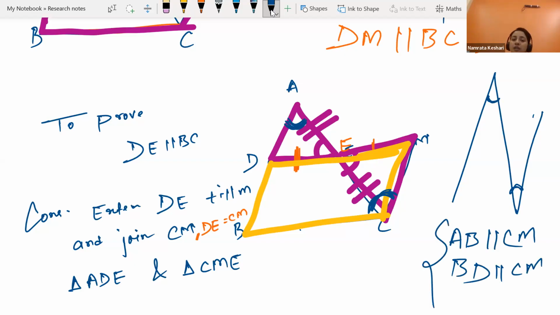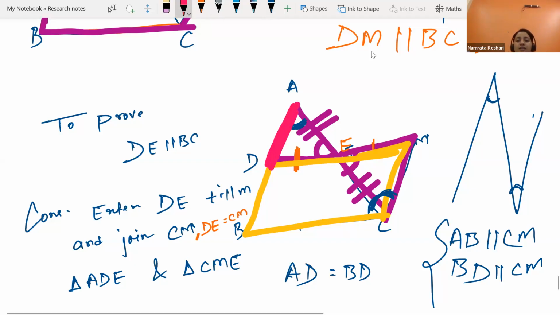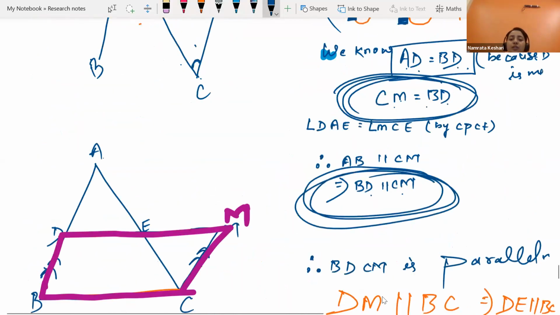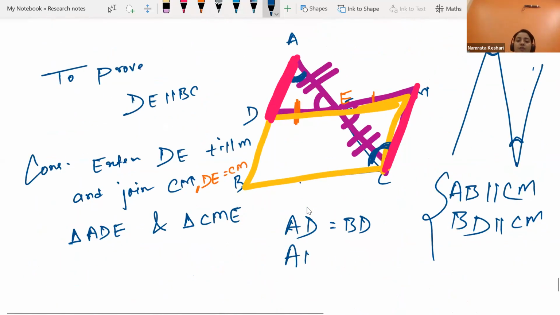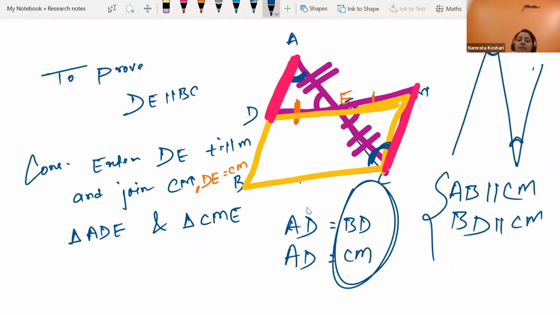Okay. Now these two are equal also. Why? Because AD is equal to BD, because D is the midpoint. AD, BD are equal because D is the midpoint. And by CPCT we have also got that AD is equal to CM. So AD is equal to BD, AD is equal to CM. We are doing the comparison. Yeah, AD is equal to CM. From here we are saying that BD and CM are equal also. Oh yeah, these two are parallel also and equal also.